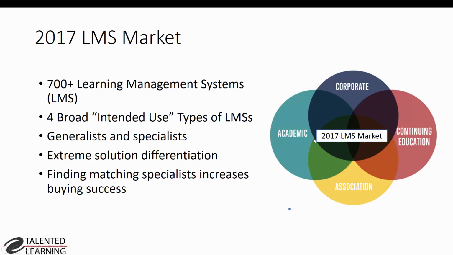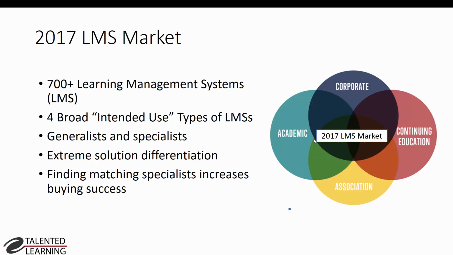In 2017, there are over 700 different learning management systems. Historically, there were only 2 types of learning management systems, academic and corporate, and it was this way for many decades. But with the rise of the cloud and lower barriers of entry for new vendors to enter the marketplace, there's been an explosion, and hundreds have been added to the marketplace in just the last 5 to 8 years.